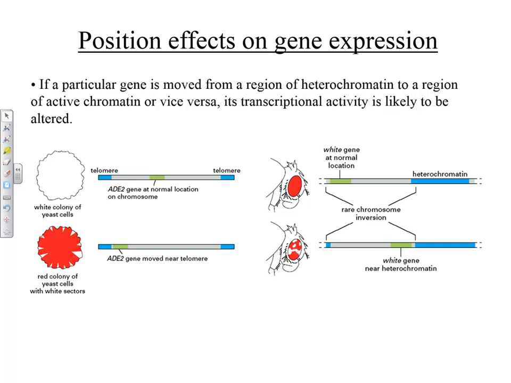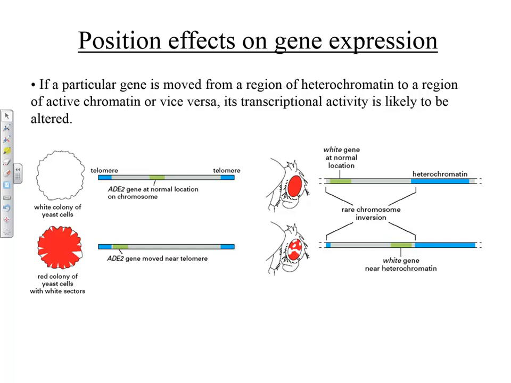For example, if you're looking at yeast cells, there is a particular gene called ADE2, which produces a protein that is needed in adenine synthesis. The normal location of that gene is here in the middle of the chromosome, right? If using artificial means you're able to move it to the telomere region, you're going to make it transcriptionally inactive. That means that particular yeast cell is not going to be able to produce adenine, right?